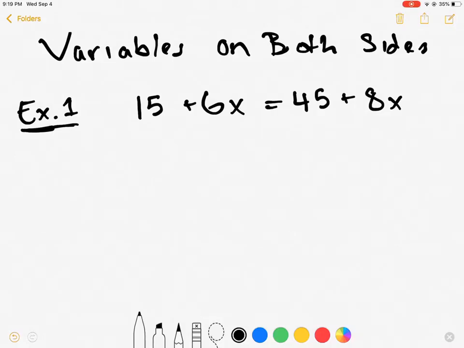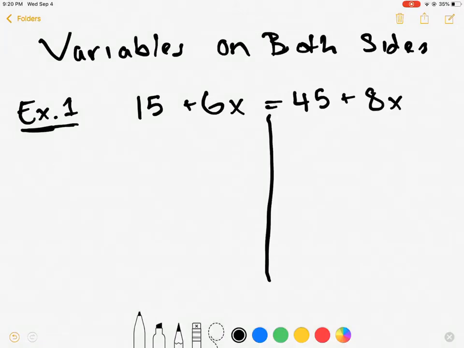Let's take a look at solving two examples of variables on both sides equations. The first example we'll start with is the equation 15 plus 6x is equal to 45 plus 8x. To begin with, draw the line down from the equal sign so you can separate the left and right sides of the equation.